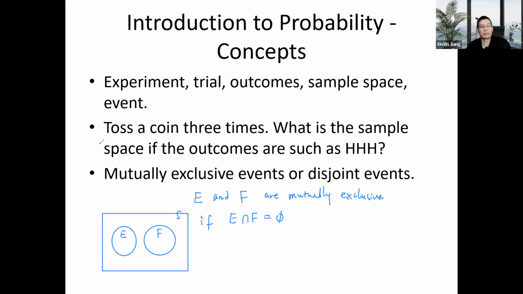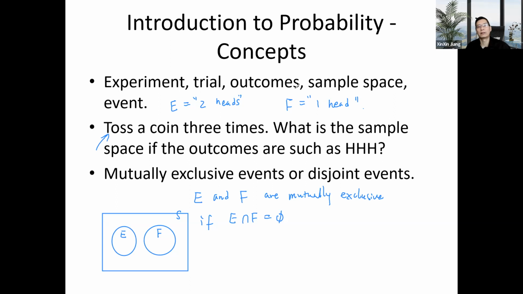So in this example, toss a coin 3 times, we can talk about events E, which has 2 heads. The set of outcomes with 2 heads, and F, 1 head. Now, I'm not sure if we use one heads or one head. Let's do that. Then they are mutually exclusive. Okay.